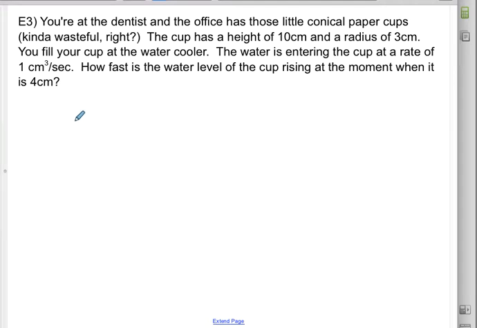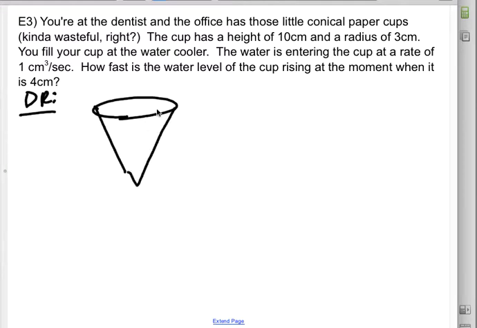Okay, so let's do a diagram and some rates. Here's what we know. There are 2 cones in this problem. It might not feel like there are 2 cones, but there are. There's the cup that has a radius that is 3 centimeters and a height that is 10 centimeters. But there's also the water in the cup, and that cone is changing because the radius and the height are going to depend on how much water is in the cup, right? These are also proportional triangles, which is going to matter in a second.